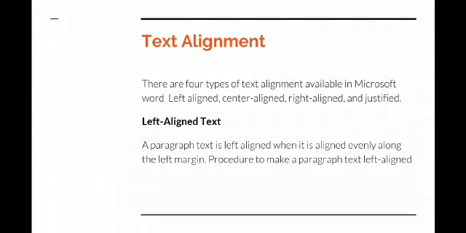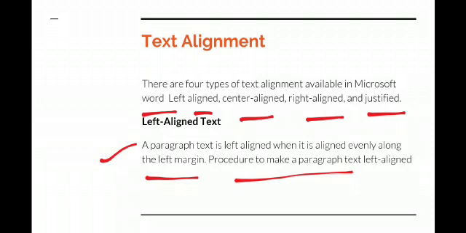Next, text alignments. There are 4 types of text alignment available in Microsoft Word. First one is left alignment, center alignment, right alignment, and justified alignment. First is left aligned text. A paragraph text is left aligned when it is aligned evenly along the left margin.